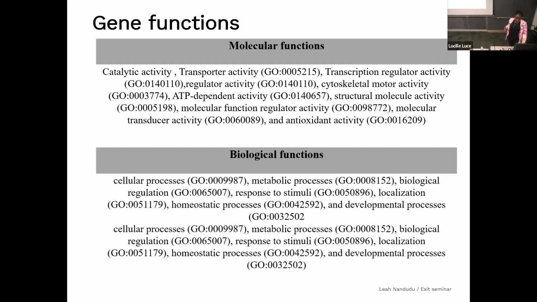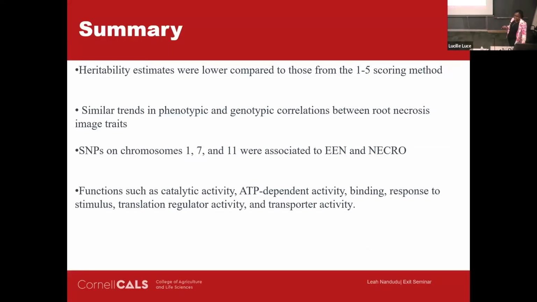So to summarize this chapter, we know that heritability estimates were much lower than the ones for the 1 to 5 scoring method, because we thought using images would take away biases that the 1 to 5 scoring method tends to capture, but that didn't happen.